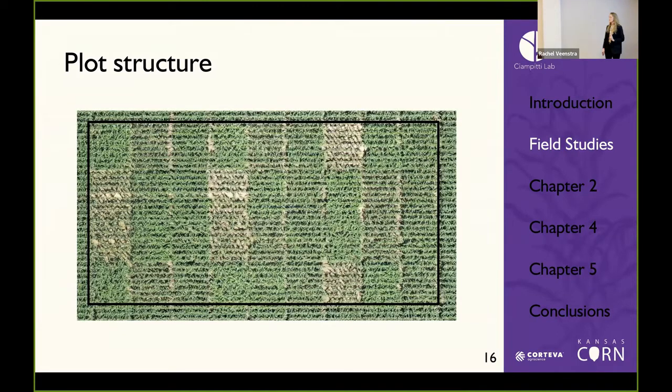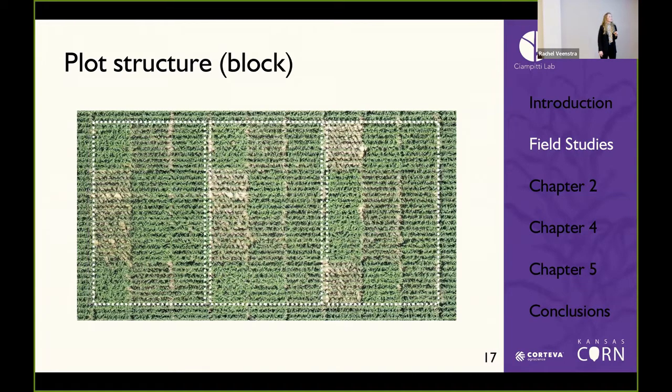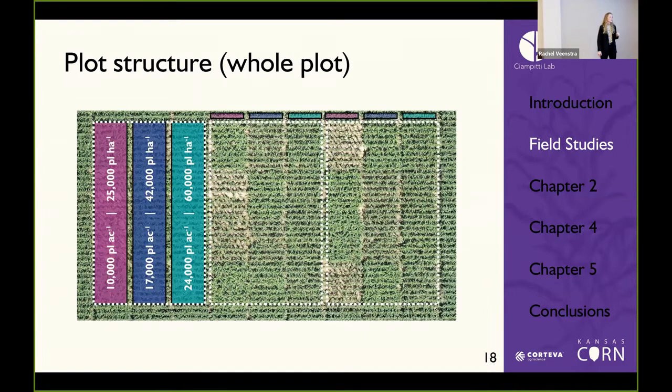That's a lot to absorb. So we're going to look at a plot aerially to see what that looks like. So this black line delineates the extent of our study. This is in Garden City, Kansas. And we have 3 blocks going across this field. In each block, we have strips of plant density. So the 25, 42, and 60,000 plants per hectare.